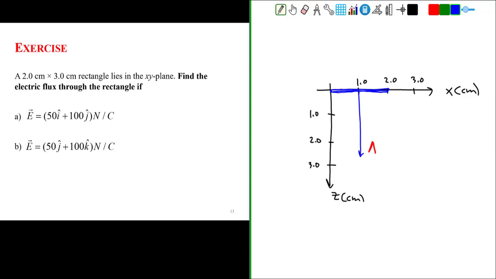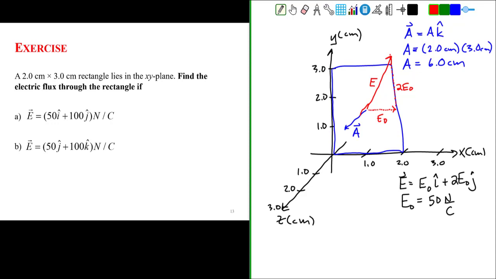So I'm just drawing this area vector, some arbitrary length, primarily to indicate that it's perpendicular to our rectangle. And this area vector again is given by a k hat. Now looking down on this, remember that electric field vector we drew in the previous page? Let's look at that again.